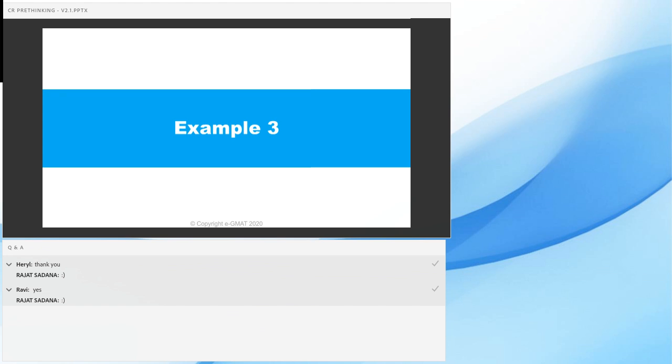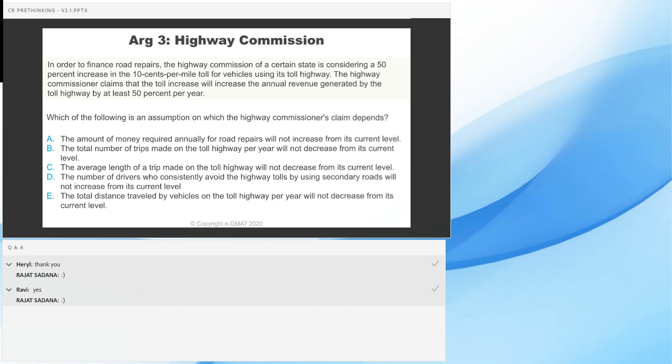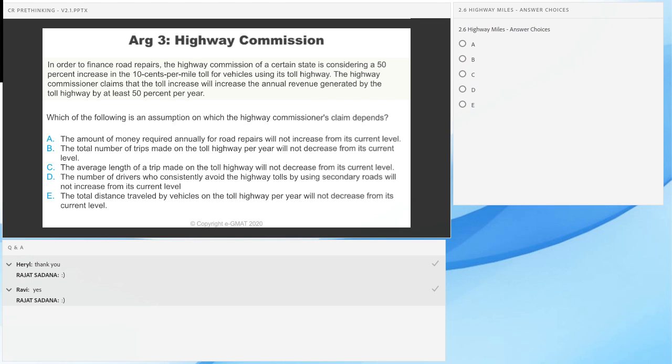All right, highway miles. So here is the question. Here's the poll. Focus on doing pre-thinking before you look at answer choices. Otherwise, this question will mess you up. It looks like an easy question. The answer choices will look really close if you don't focus on pre-thinking. Okay. Good luck, guys.